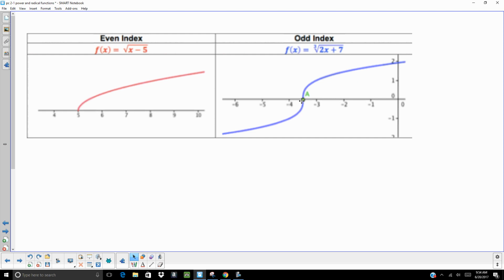So here, my domain is all real numbers. If you've got an even index, anything underneath the radical has to be positive. If you have an odd index, you can have positive and negatives underneath the radical, because you can take a cube root of a negative number. The cube root of negative 27 is negative 3. The square root doesn't work like that. So that's something that you might want to make a note of as you're taking notes.